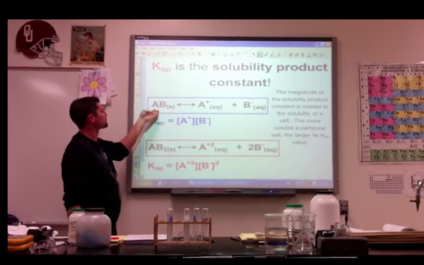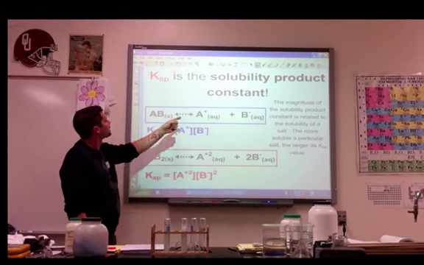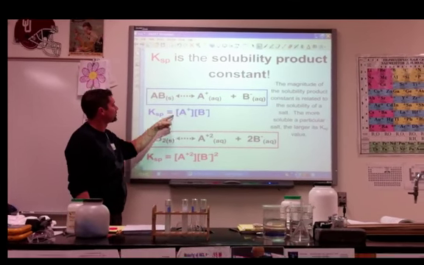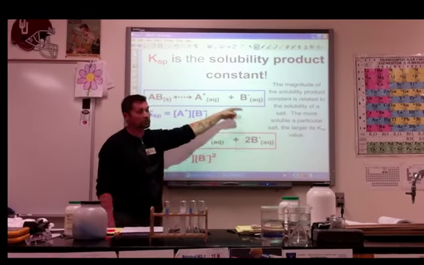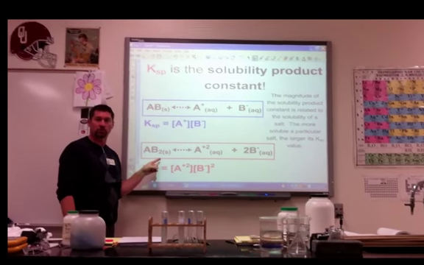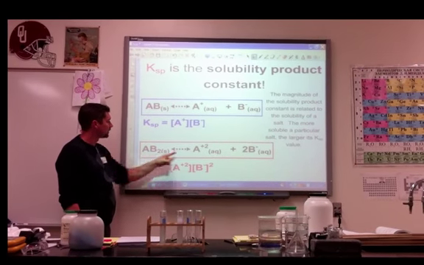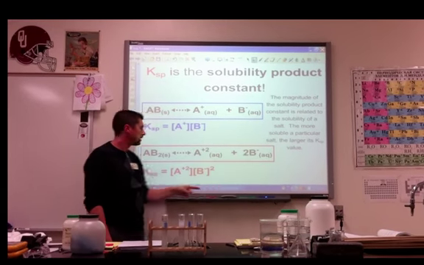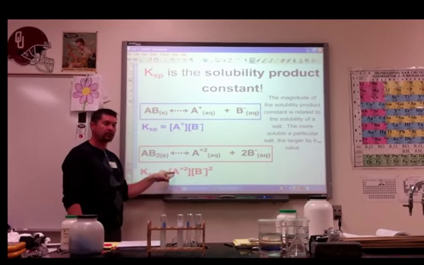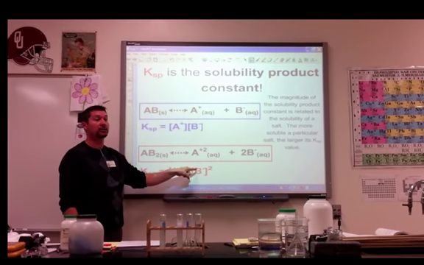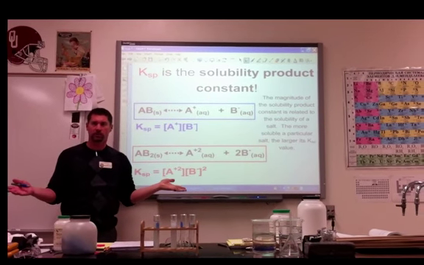So if I have some sort of salt, AB, and it dissolves into A positive plus B negative, then its KSP is just going to be the concentration of this times the concentration of that. Okay? If I have AB2, it gives off A plus 2 and 2 B negatives. Then Ksp is going to be what? The concentration of A plus 2 times the concentration of B negative squared. We cool with that? Yeah.